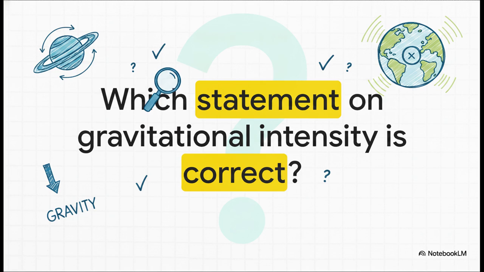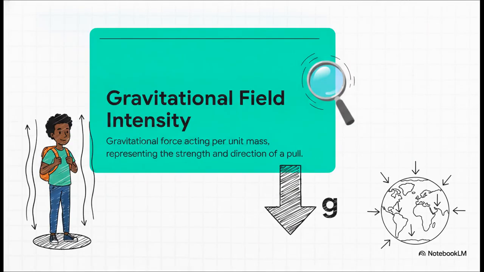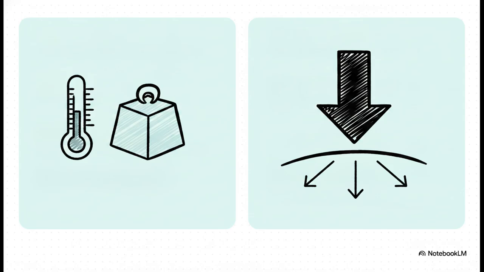Let's start investigating. Okay, first things first. To crack this, we need to know what gravitational field intensity actually is. Mathematically, you'll see it as g equals F divided by m. In plain English, it's the gravitational force acting per unit mass. Think about it like this. Imagine a student standing outside. Even though they can't see it, there's this massive invisible pull acting on their body, constantly drawing them downward. That pull has a specific strength, and, this is absolutely crucial, it's pointing in a very specific direction, straight down toward the planet.